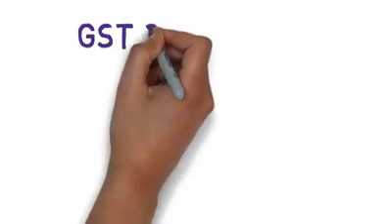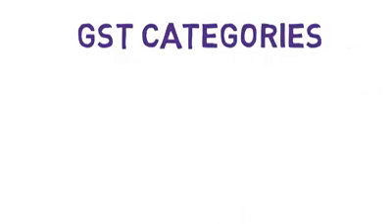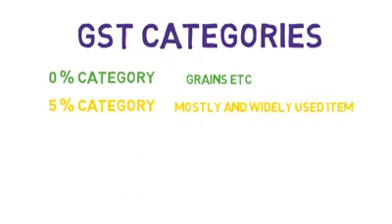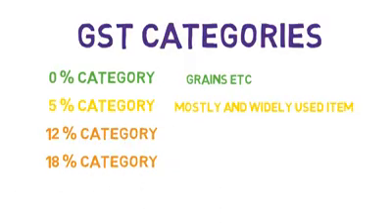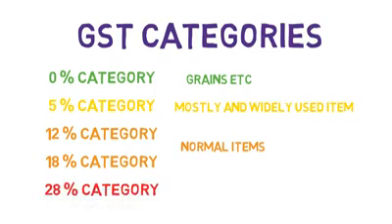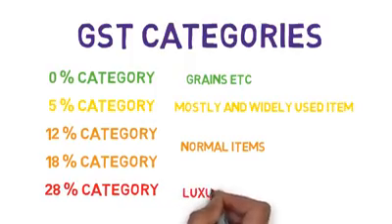We will also have 5 categories in GST in India. A 0% category, which will apply on food, grains, etc. A 5% category, which will apply on mostly and widely used items. A 12 and 18% category, which will apply on items which are normally used. And a 28% category, which will apply on luxurious items.